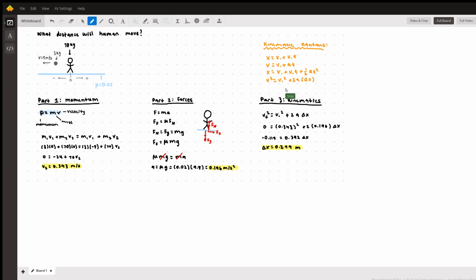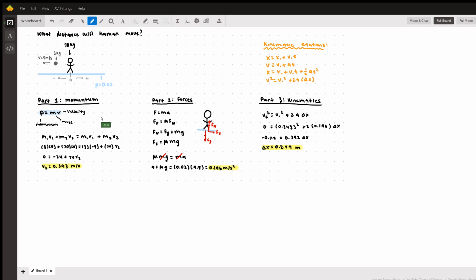We do need two things though. We need the initial velocity, so the recoil velocity of the human going back, and we also need the acceleration. That acceleration is going to be acceleration due to friction, basically how much the friction of the ice is slowing the human down. And this final velocity is going to be 0 because we want to know the distance when she finally stops. So let's go down the list and find these variables.